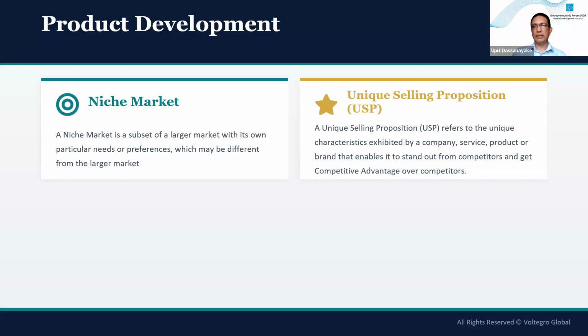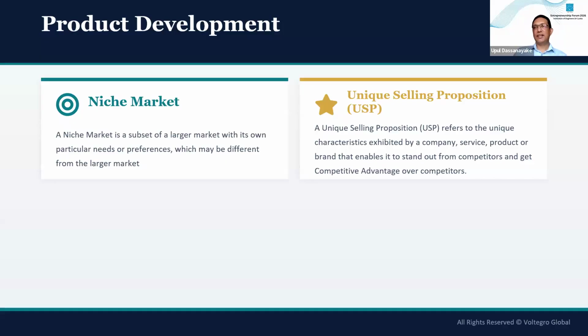So I'll take some examples in a little while, and then you will be able to clearly understand what this niche market and the unique selling proposition are. Now, according to this particular example or video, what is the niche market that he created? And who were there in that niche market? Gluten intolerance people. Yes, of course.